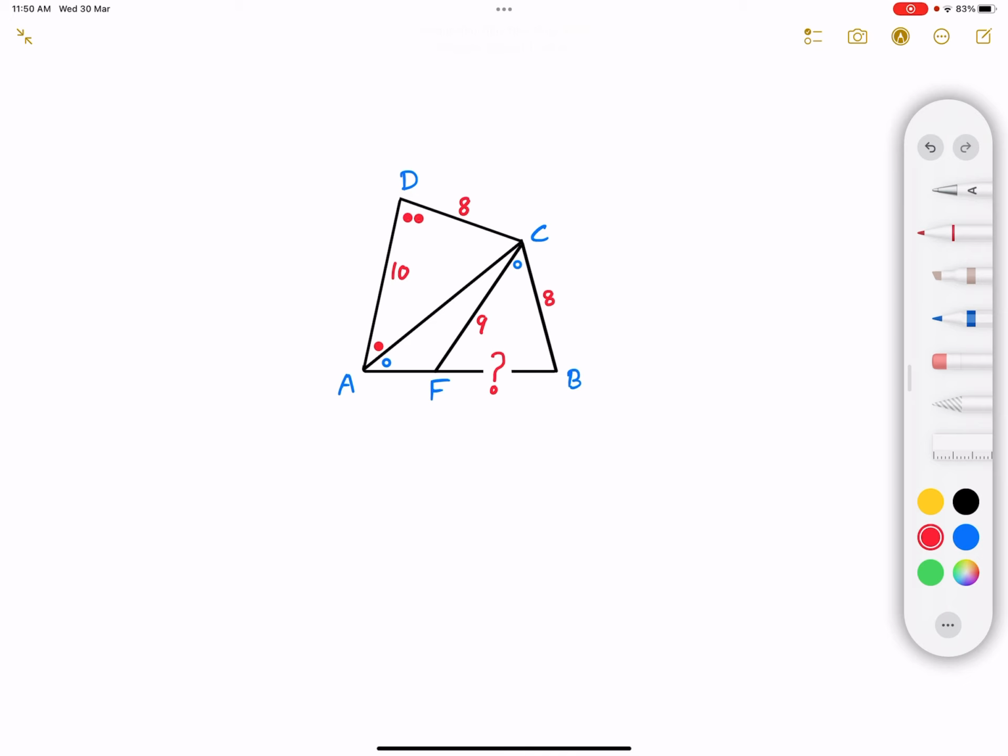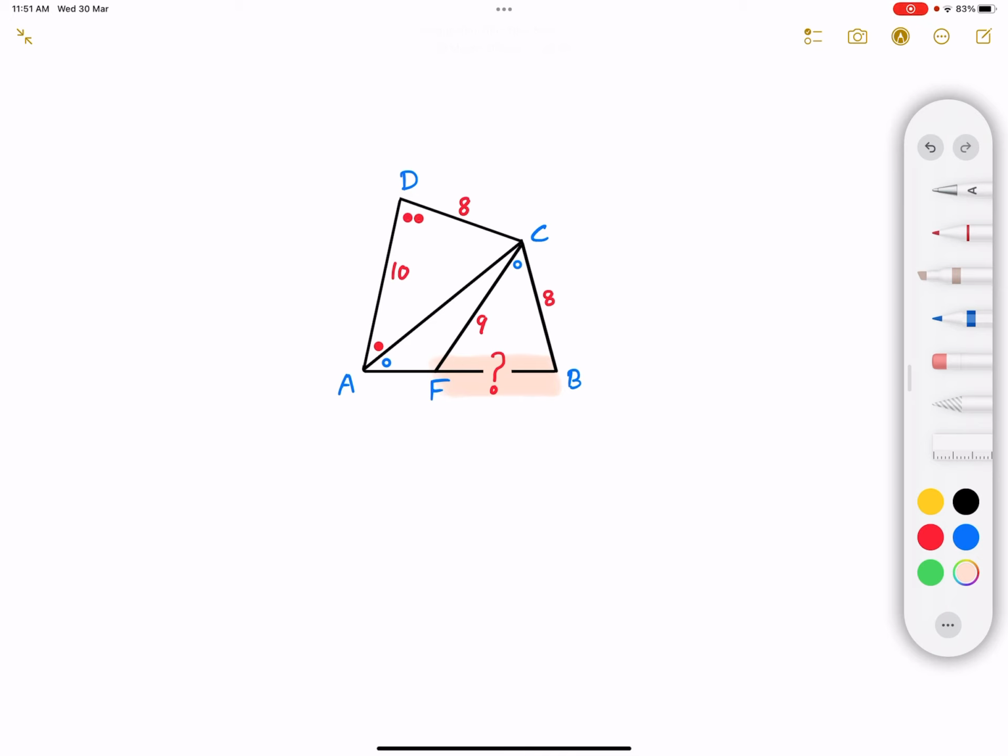So in this video, I'm going to teach you how to solve for the length of the line segment FB here, which is unknown. What is given here is the polygon ABCD and the line segment lengths. The line segment CB is equal to 8, CF is equal to 9, DC is equal to 8, and AD is equal to 10.